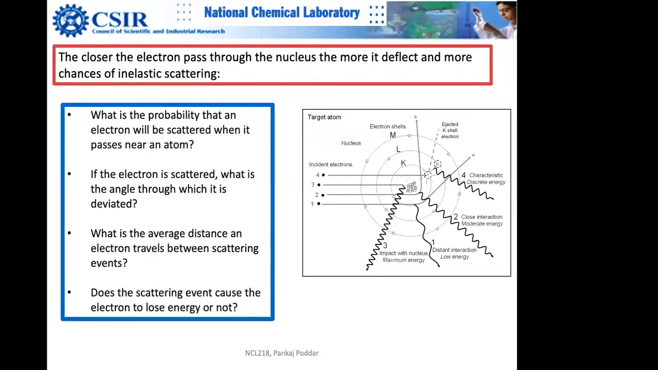So now there are a lot of deeper questions. What is the probability that an electron will be scattered when it passes near an atom? If an electron is scattered, what is the angle through which it will be deviated? What is the average distance an electron travels between scattering events? Those are the deeper questions.